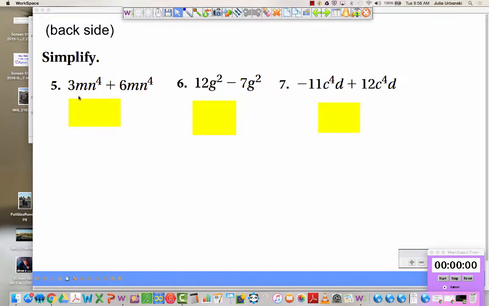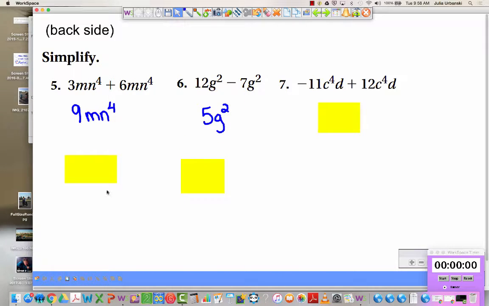Number 5, nothing's negative, but all of the variables and exponents match. So we just have a total of how many? 9. 9m n to the fourth. That's the group. Number 6, we have a total of how many? 5. Good. 12 minus 7, and then you have g squared. 5 of them. And then number 7? 1. C to the fourth, d to the first. And when you don't put a 1 in front, it's already there.